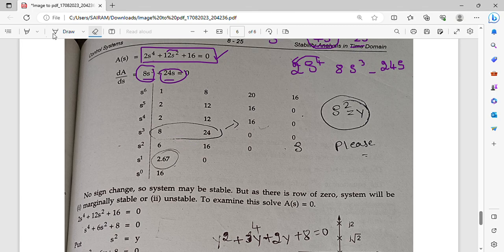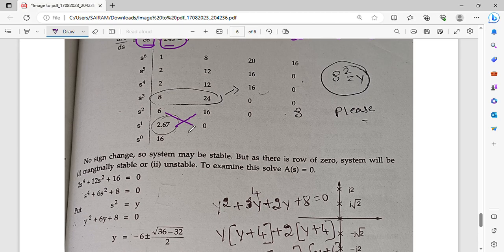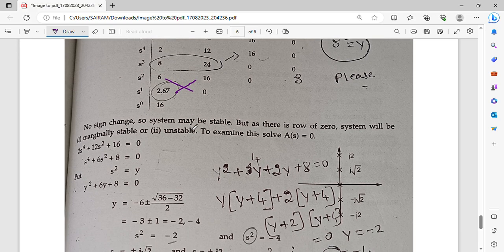And this 16 is nothing but 2.67 into 16 minus 6 into 0 divided by 2.67, which is 16, right? So ಇವಾಗ ಸೈನ್ ಚೇಂಜಸ್ ಇಲ್ಲ ಆದ್ರೂ ಸಿಸ್ಟಮ್ ಮೇ ಬಿ ಸ್ಟೇಬಲ್ ಅಂತ ಹೇಳ್ಬೋದು. ಬಟ್ ಇದಕ್ಕೂ ನೀವು ಒಂದಿಷ್ಟು ಕ್ಯಾಲ್ಕುಲೇಟ್ ಮಾಡಬೇಕು. ಸೊ ರೋ ಆಫ್ 0 ಇರೋದ್ರಿಂದ ನಿಮ್ಗೆ ಸಿಸ್ಟಮ್ ಮಾರ್ಜಿನಲಿ ಸ್ಟೇಬಲ್ ಅಥವಾ ಅನ್ಸ್ಟೇಬಲ್ ಆಗಿರುತ್ತೆ.